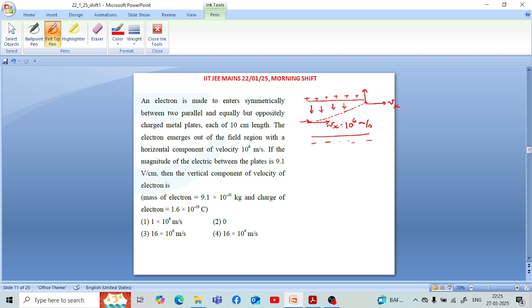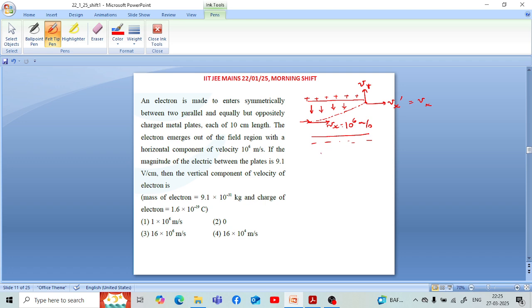When it is emerging out, suppose Vx dash is the horizontal component. Since it is moving out with the same horizontal component, we can say that Vx dash and Vx are the same. So the horizontal component does not change. The vertical component, let us assume it is Vy. Now, first of all we have to calculate the time taken by the electron in this particular process.